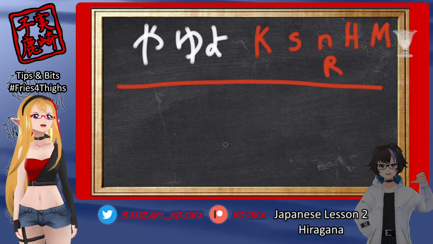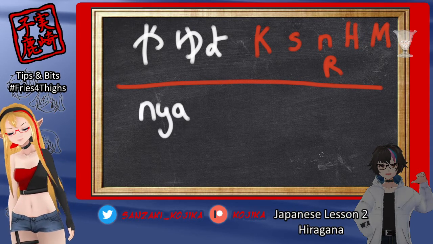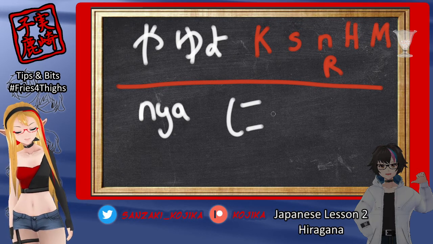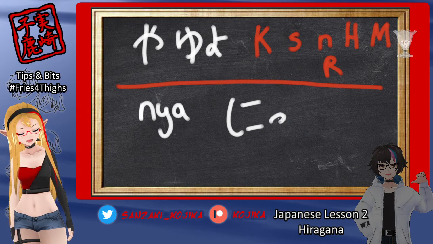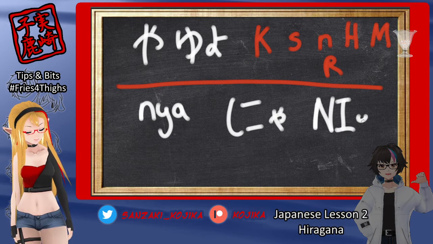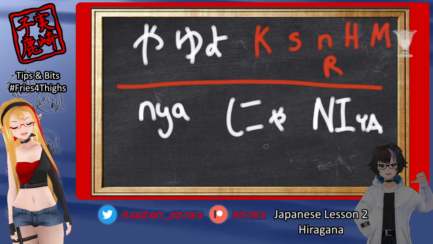I'm sure all of you guys have heard the word nya, like a kitty cat meow. Nya. To write it, what you do is you write ni, and then you put the ya small next to it. So it's literally like ni, ya. But they become slurred together this way, nya.